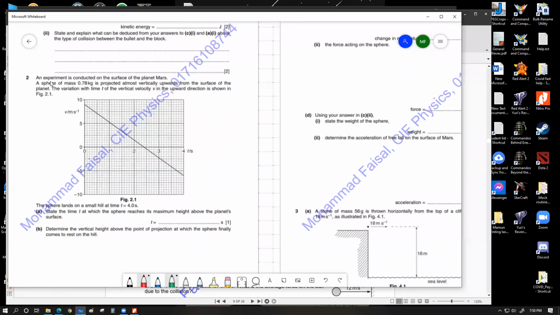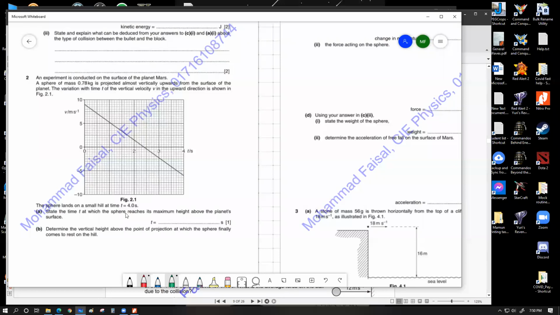Question number 2. An experiment is conducted on the surface of the planet Mars. A sphere of mass 0.78 kg is projected almost vertically upwards from the surface of this planet. The variation with time t of the vertical velocity v in the upward direction is shown in figure 2.1. The sphere lands on a small hill at time t equals 4.0 seconds. This is the end point, where it hits the hill.